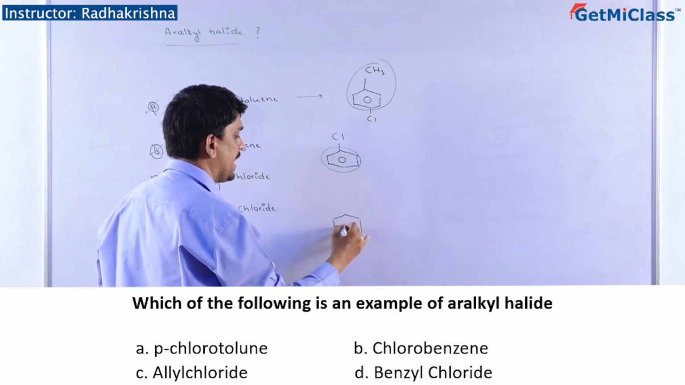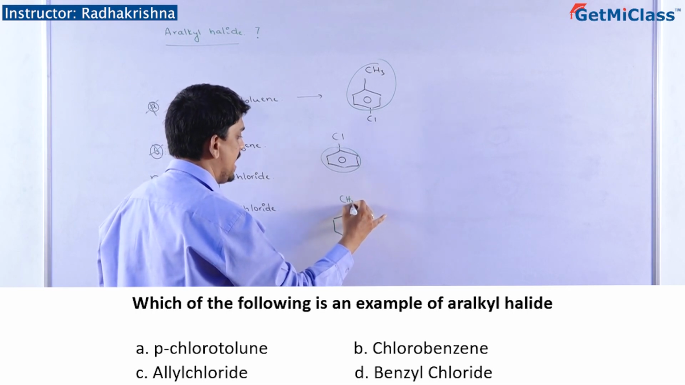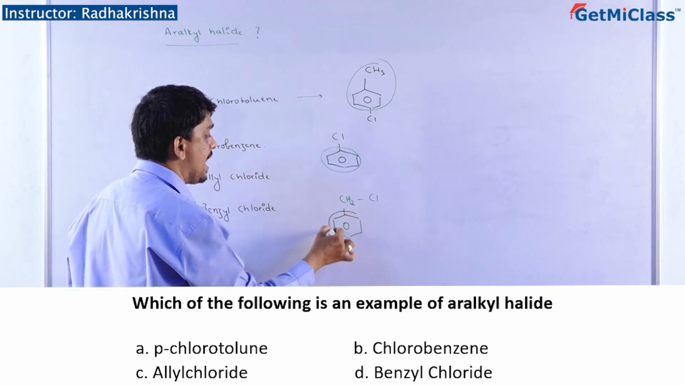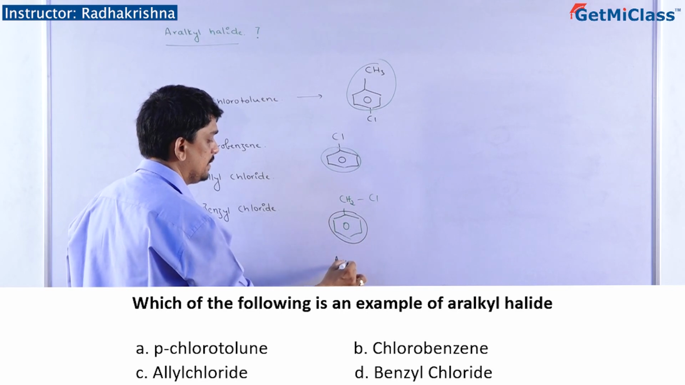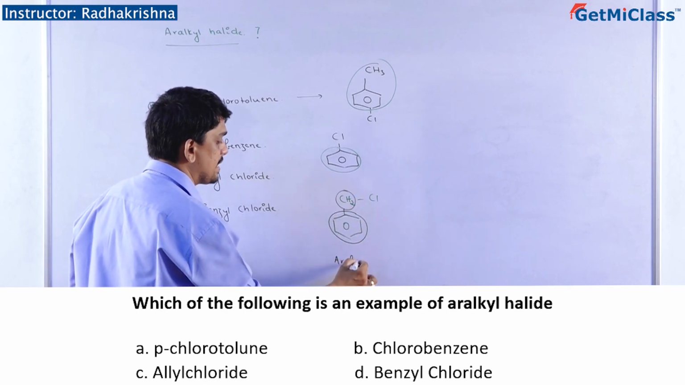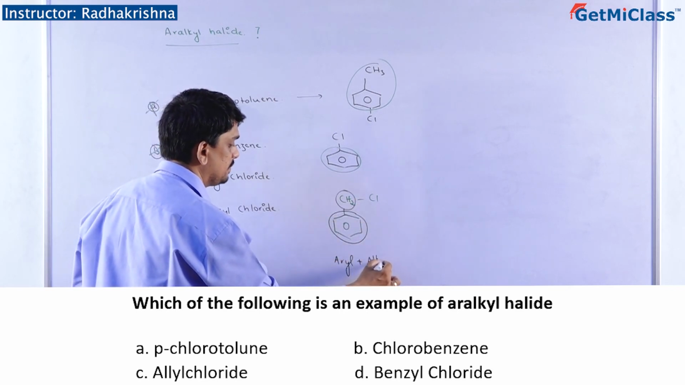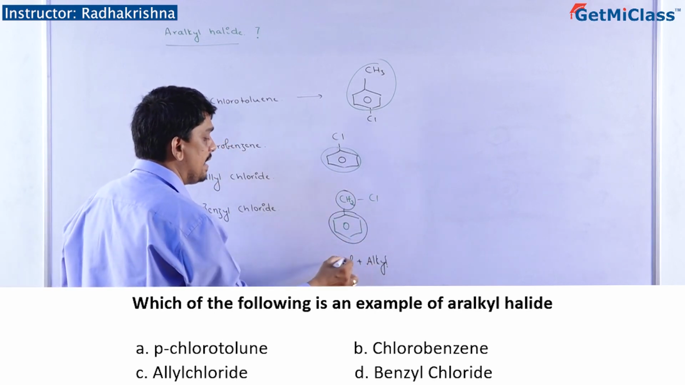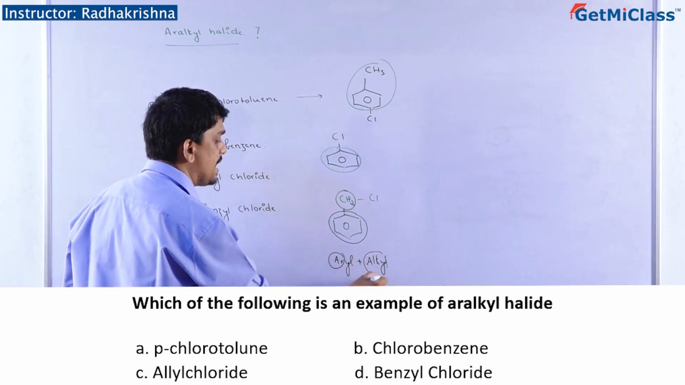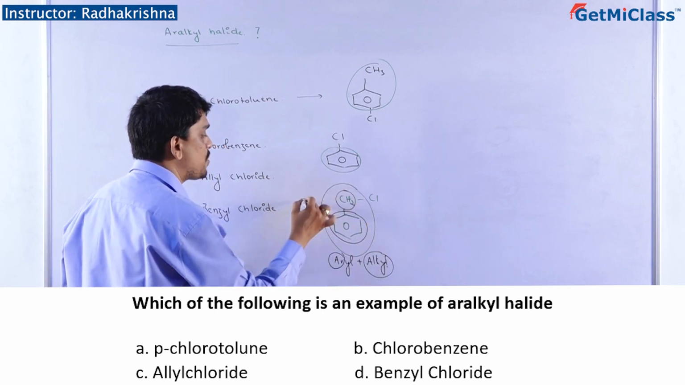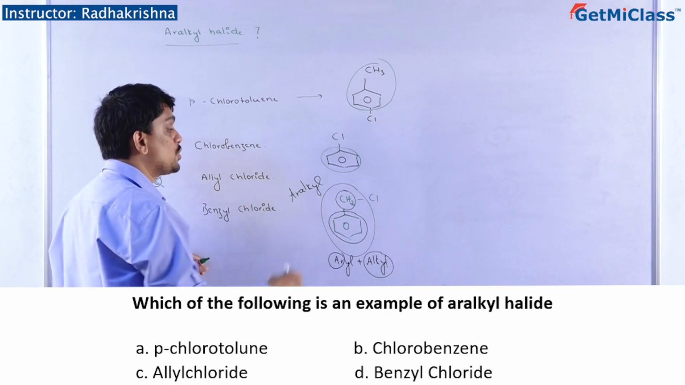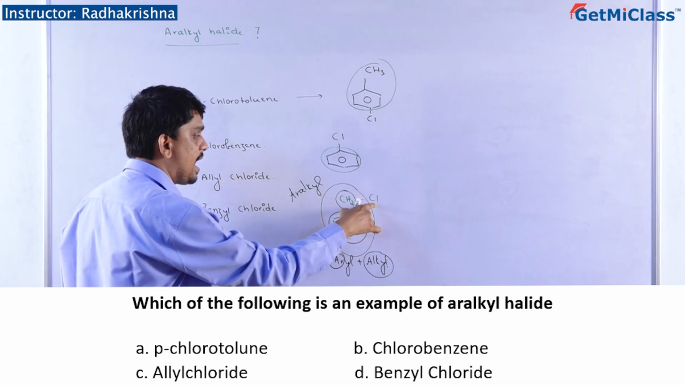benzyl chloride. I am showing it like this, right? Now you see this is aryl, you see this is alkyl, then there is halide. So together aryl and alkyl, we can call it aralkyl. This entire group is called the aralkyl group. So together it is called aralkyl halide.